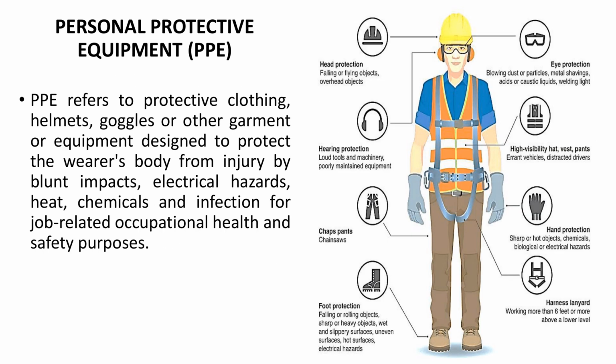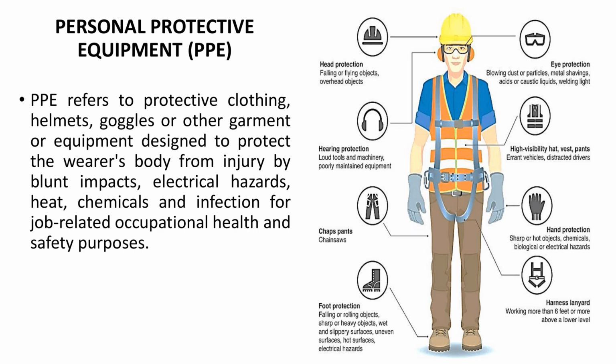Personal protective equipment, PPE. Personal protective equipment refers to protective clothing, helmets, goggles, and other garments or equipment designed to protect the wearer's body from injury by blunt impacts, electrical hazards, heat, chemicals, and infection, for job related occupational health and safety purposes.